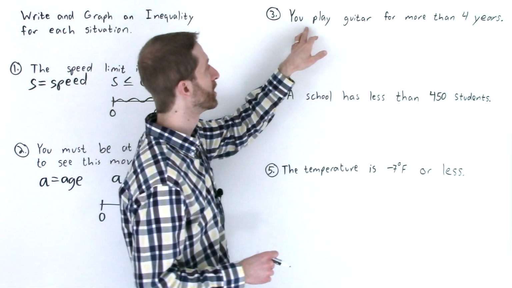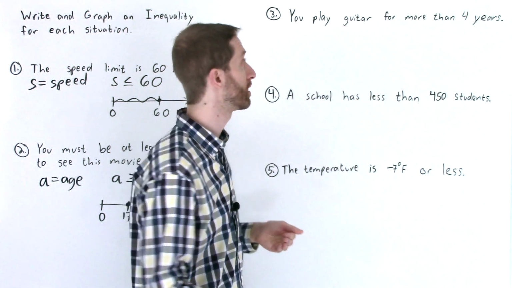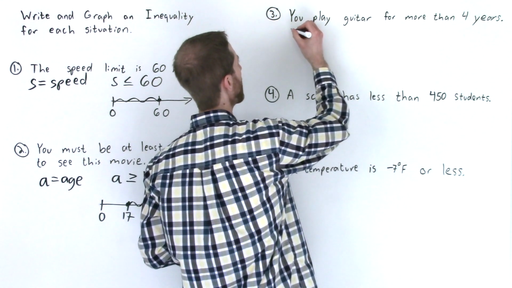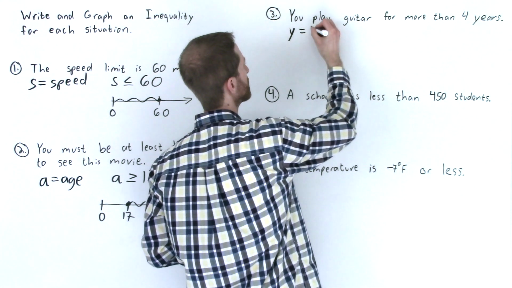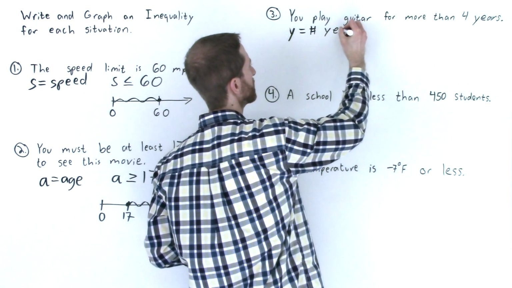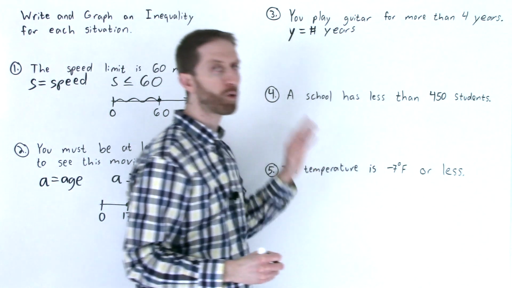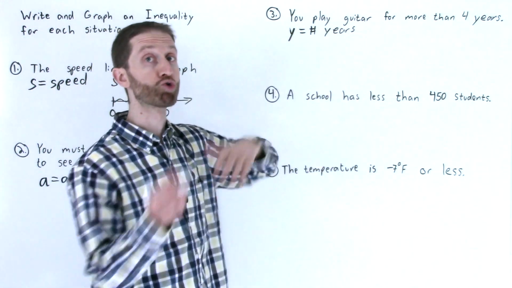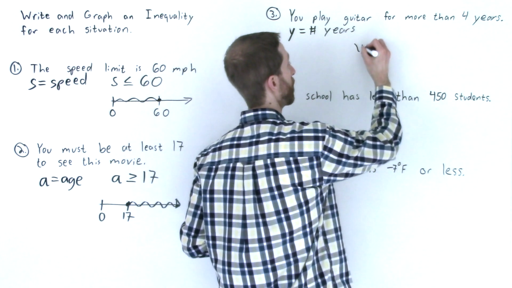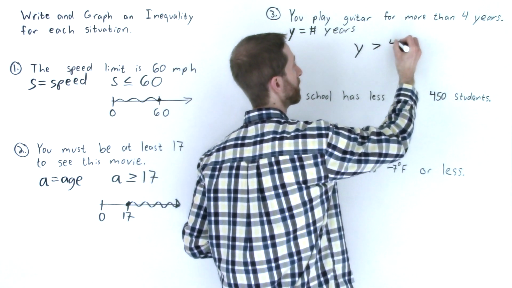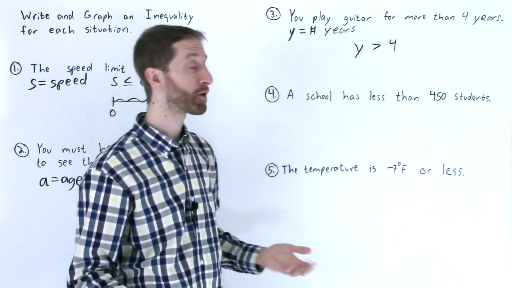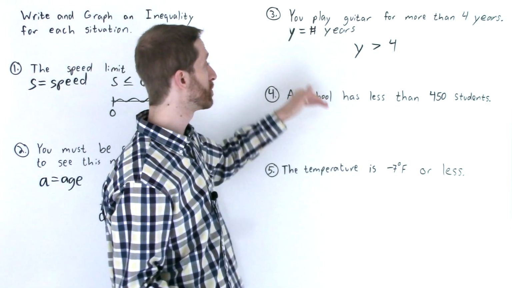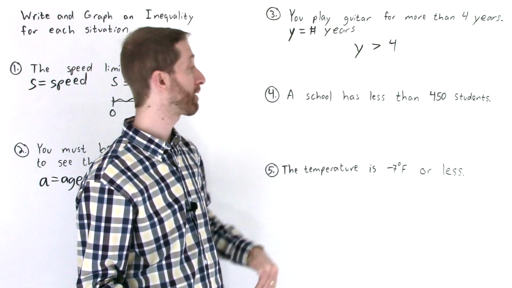So we'll keep rolling. You play guitar for more than 4 years. So let's say that y is the number of years. So y equals the number of years you play guitar. Well, you play for more than 4 years, which means y is greater than 4. So y is greater than 4. And that's it as far as the inequality goes. Again, I'm going to do 2, maybe 3 at a time, and then go back and graph them all.